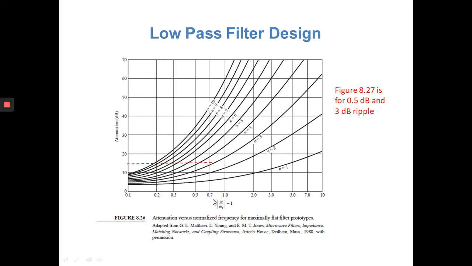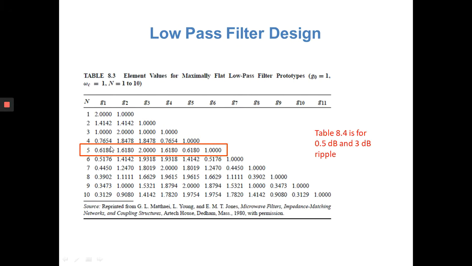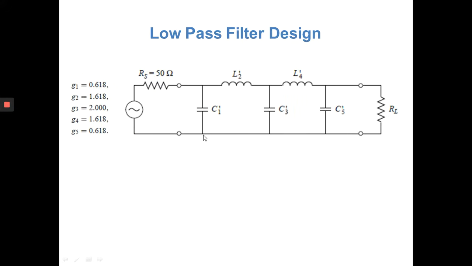So from here we plot. With 0.5 and 15 dB, we find out that our order is 5, fifth order. So from the table, we find out that our fifth order elements are like this. This is G1, this is G2, this is G3, G4, and G5. So this part we already know, and then from this part, finally we are here.